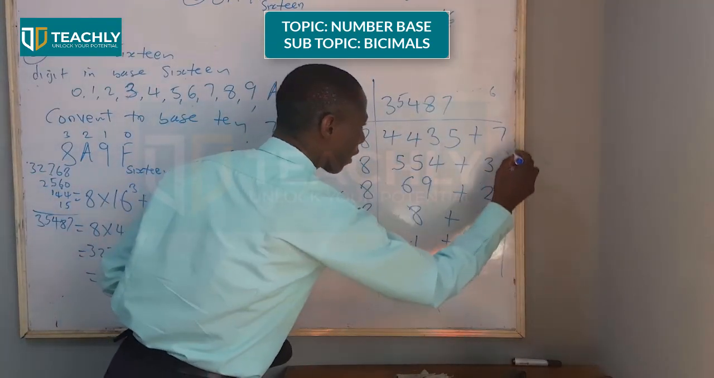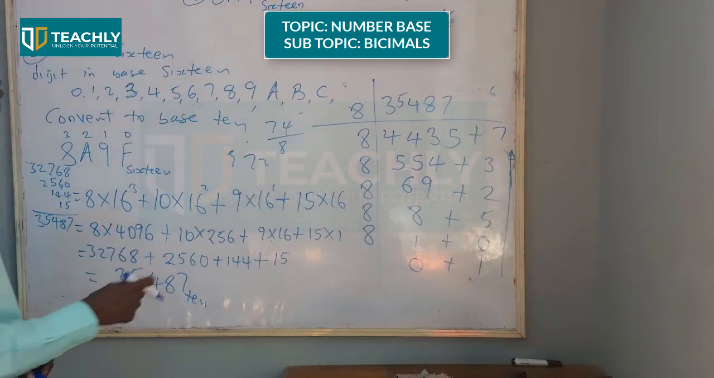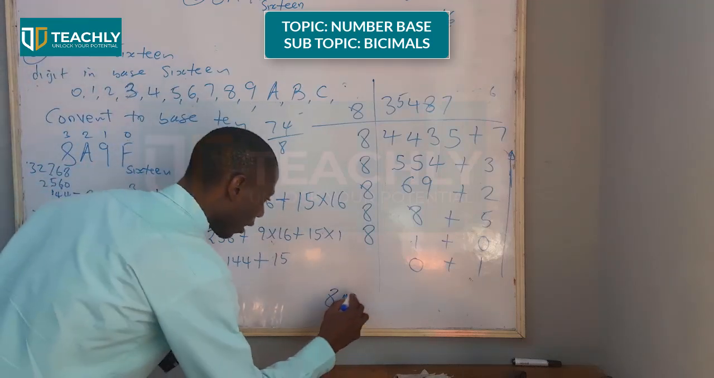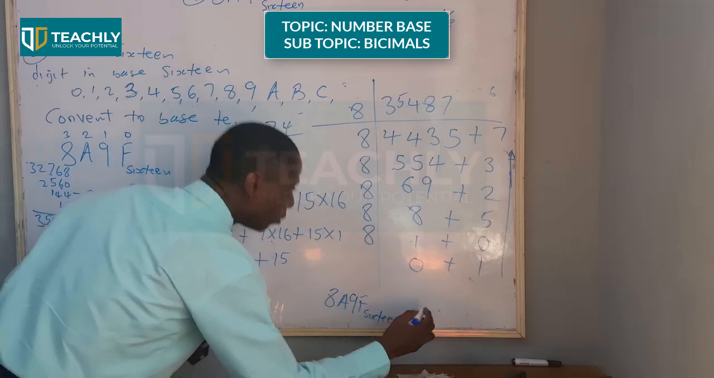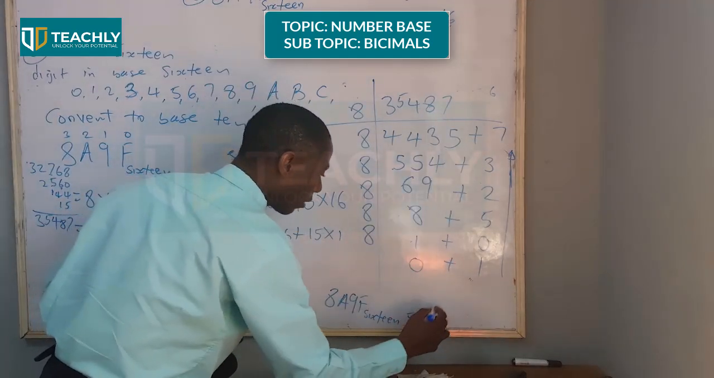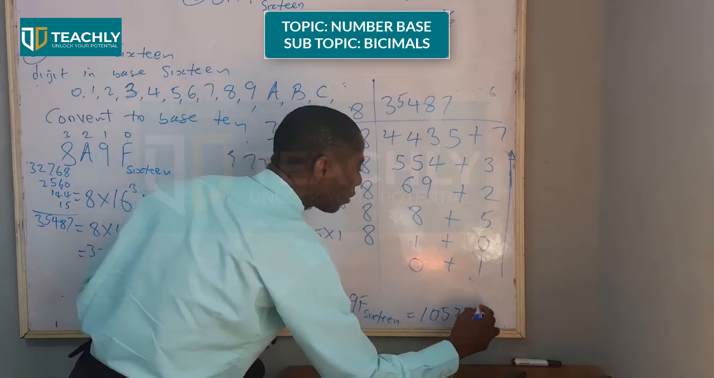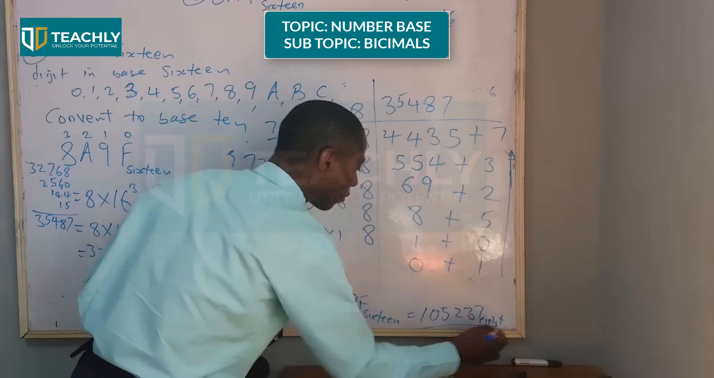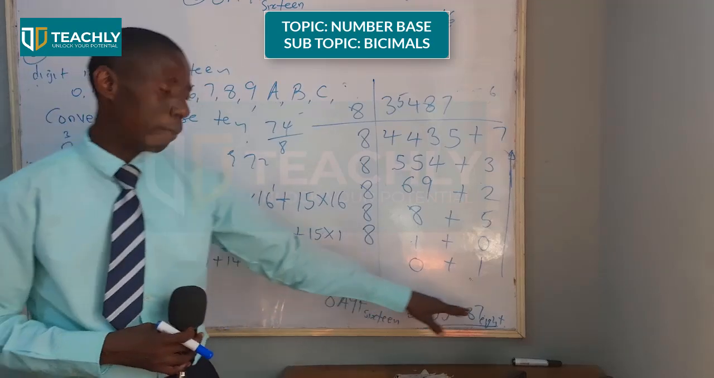So let us now write our final answer. So our final answer now will be 8A9F base 16. It will be, so you write from down like this upward. So we have 1 0 5 2 3 7 base what? Base 8. So you can see now we are able to convert from base 16 to base 8.